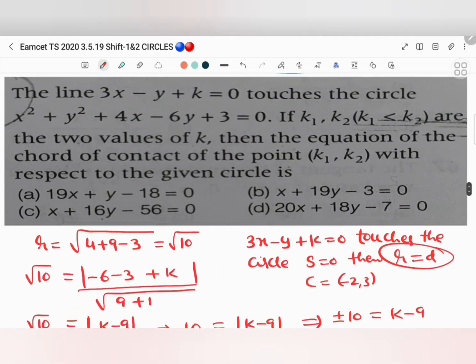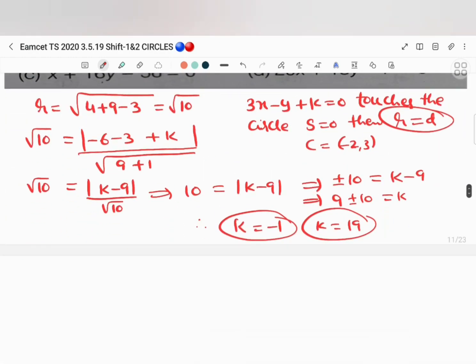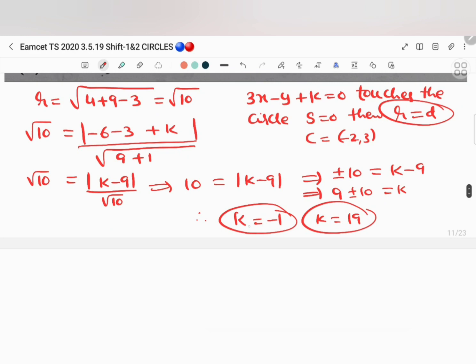Here, they mentioned that if k1 comma k2 are the two values of k, then the equation of the chord of contact of the point k1 comma k2. Here, k1 is less than k2 is given. So this is k1, you take it, this is k2, since k1 is less than k2, the condition we followed. So the point P of k1 comma k2 is P of minus 1 comma 19. This is x1, this is y1. They are asking to find the chord of contact.